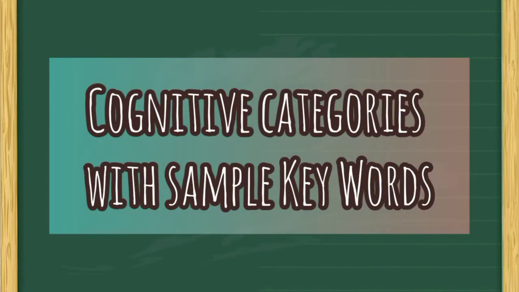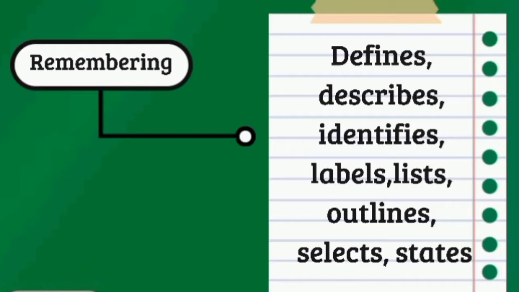So let's come now to the cognitive categories with the example keywords or verbs for each in the new version of Bloom's taxonomy. So let's start with remembering as the lowest level of cognitive categories. So remembering, it is recall or retrieve previously learned information. Example keywords: defines, describes, identifies, labels, lists, outlines, selects, and states.